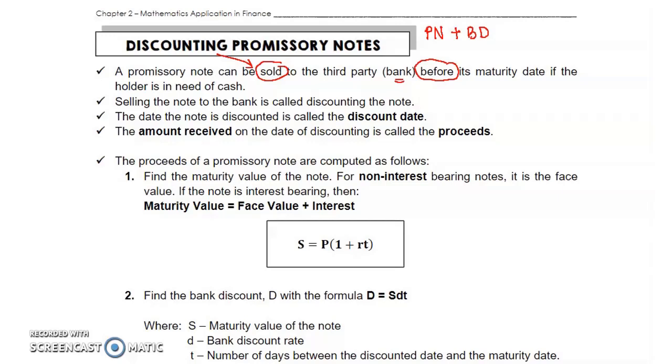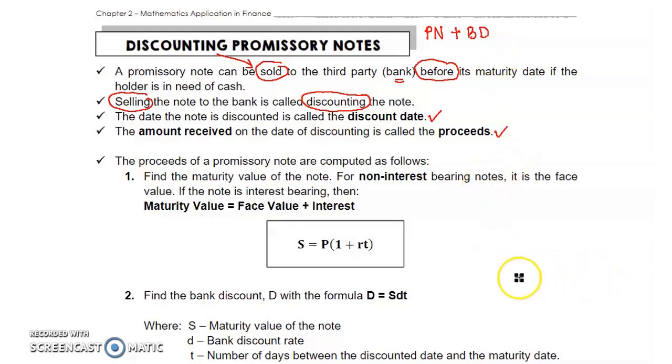Selling the note to the bank is called discounting the note. The date the note is discounted is called the discounted date or discount date. When you sell the note, on which date, that date we call the discount date. Later I will show you with a timeline. The amount received on the date of discounting is called the proceeds. This concept is still the same as proceeds in bank discount.